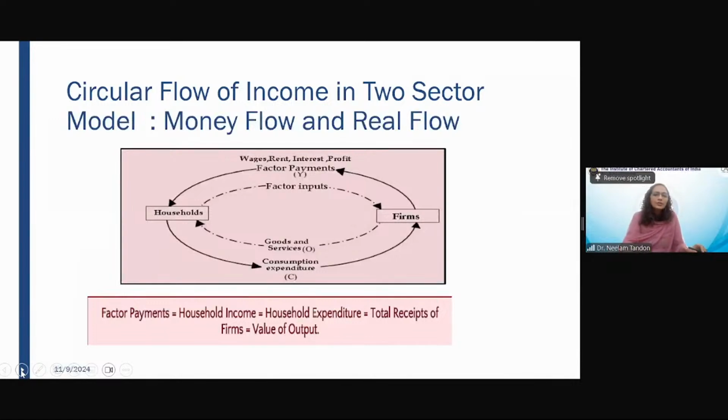Now, as we have shared, we'll start with the 2-sector model. What is there in the 2-sector model? Households and firms. Do you see here? One is households. Households are people like me and you, those who spend on goods and services. What do we do? We spend on goods and services.